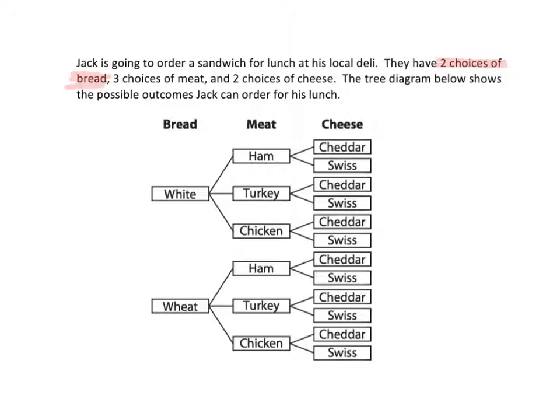So I'm going to highlight the important information in the story problem. He's going to get 3 choices of meat. And he's going to get 2 choices of cheese. Now, if you look down in the tree diagram, you'll also see these same main categories. We have bread, meat, and cheese. In the tree diagram, it tells you specifically how many kinds of bread there are.